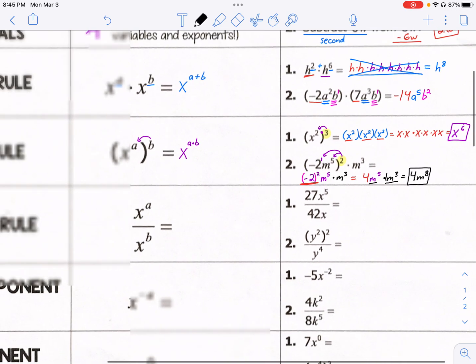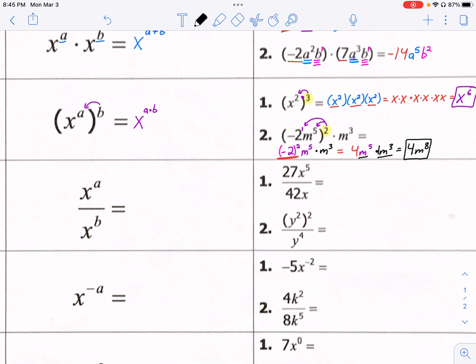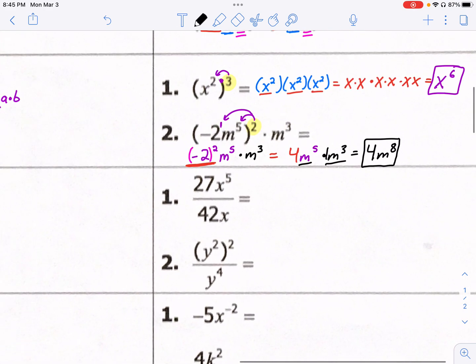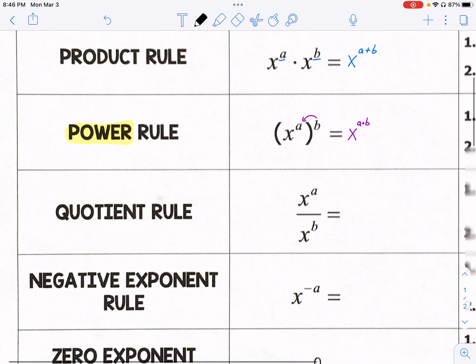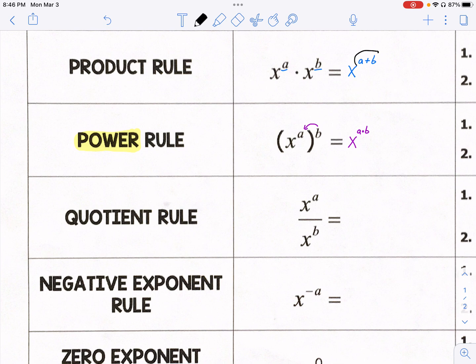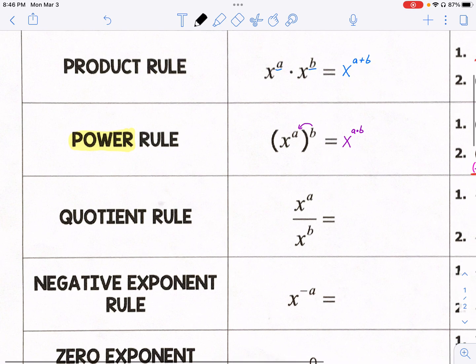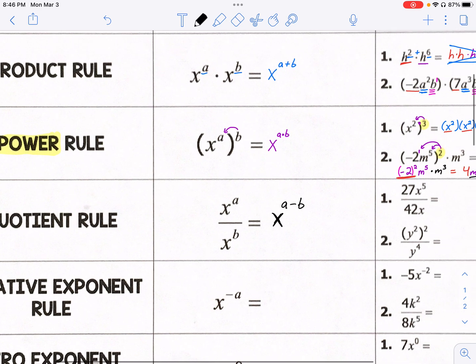All right. Now, the next rule should come fairly easy. Product rule and quotient rules are pretty similar. So again, on this one, the quotient rule, I'm assuming you'll be able to guess. Again, look up here. When it was a multiply problem, we added our exponents. When we do the quotient rule, we're going to subtract our exponents. We're going to do a minus b.